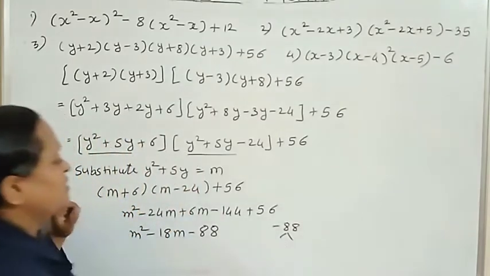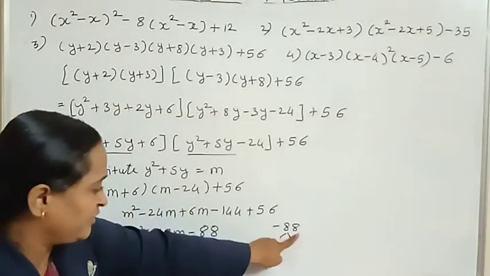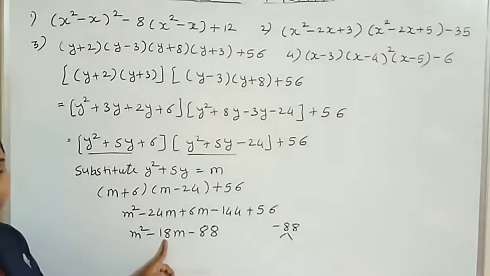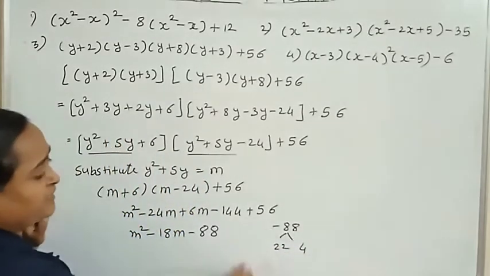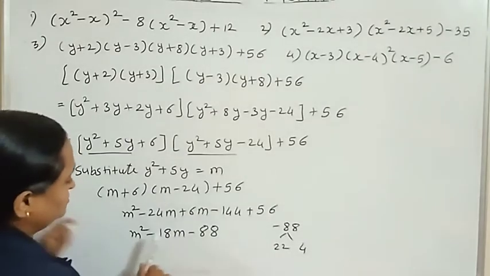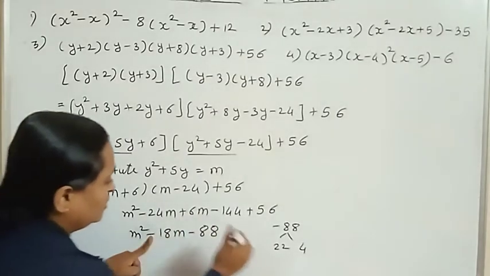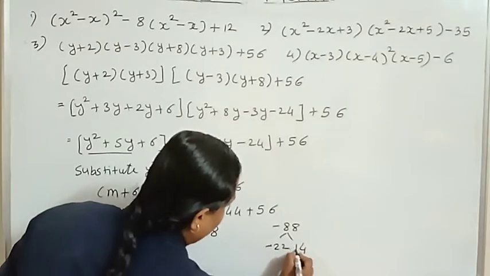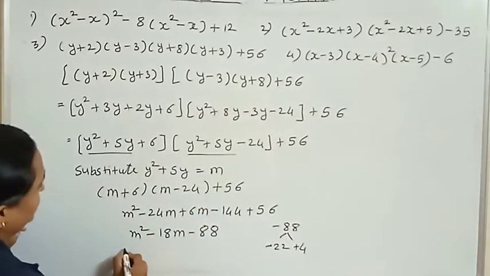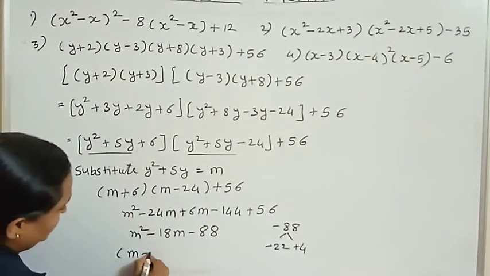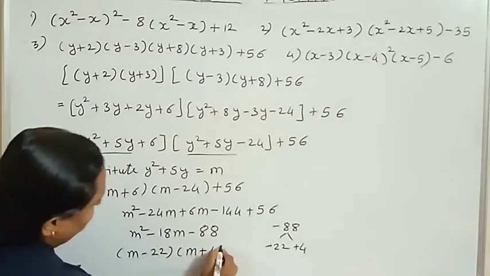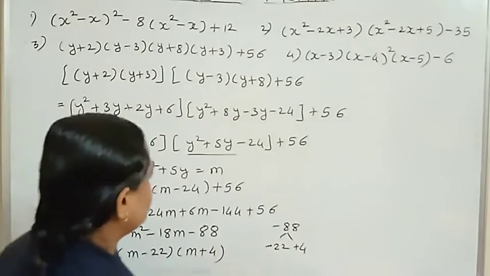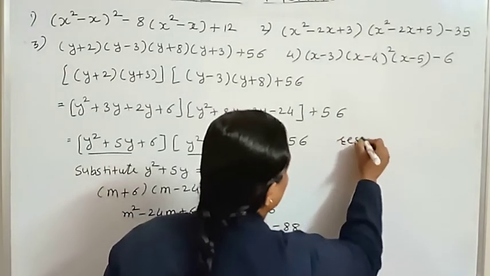Now we want two numbers whose multiplication is 88 and difference is 18. Then the two numbers are 22 and 4. Again a negative sign, therefore different signs will come. The middle number sign is negative, so give the negative sign here and the plus sign here. Then you can also write the direct answer: m minus 22 and m plus 4. Now again resubstitute the value of m.